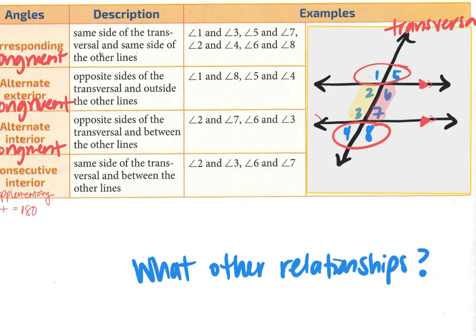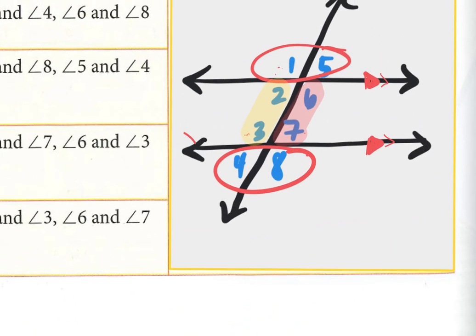What other relationships? Vertical angles. Oh, yeah. Vertical angles do give us a relationship. What's that? They're congruent. So, Bryce, what's one vertical angle pair? 1 and 6. Savannah? 5 and 2. Another one, Bryce? 3 and 8. And then the last one? 4 and 7. So we have 4 pairs of vertical angles there that are giving us that congruency as well.